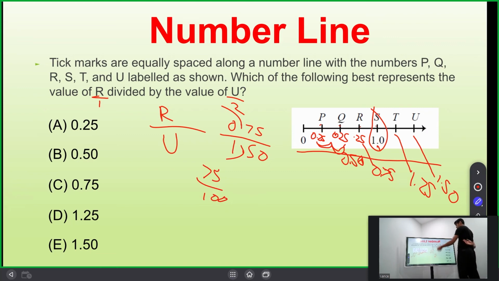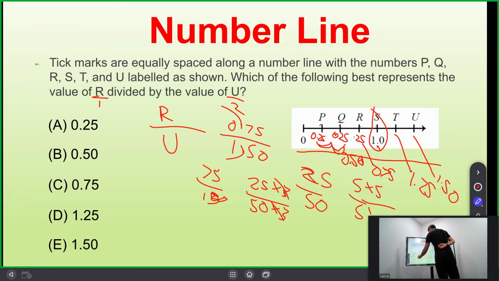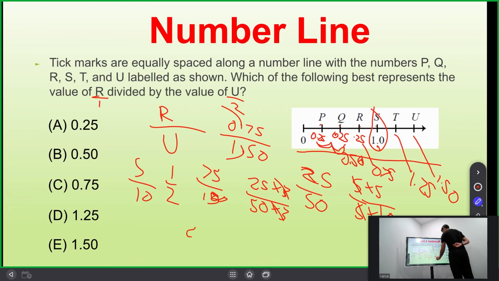To divide this, we're going to simplify it so it's easier. 75 we can write as 25 times 3. It's not 100 here, I meant to write 150. 150 we can write as 50 times 3. Since we have times 3 on both, we can cancel those out. We're left with 25 divided by 50. We can simplify this again as 5 times 5 divided by 5 times 10, and cross out the 5s. We're left with 5 divided by 10, which is 1 divided by 2. And 1 divided by 2 is 0.50.